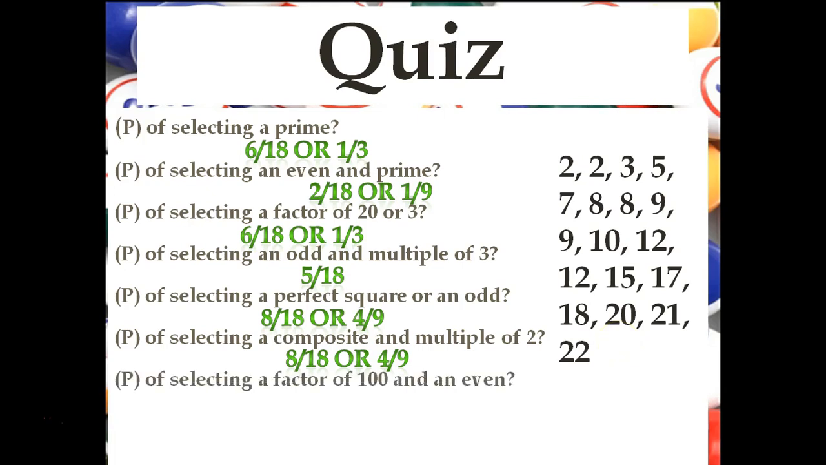And lastly, what is the probability of selecting a factor of 100 and an even number? So my factors of 100 would be 2, 5, 10, 20. And all of those are even, so they are both. And that would be 4 out of 18, or 2 ninths.